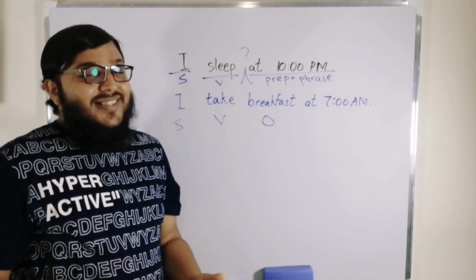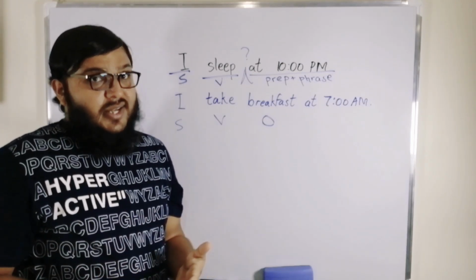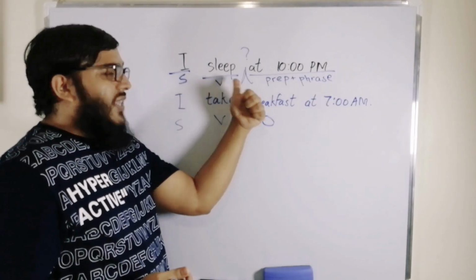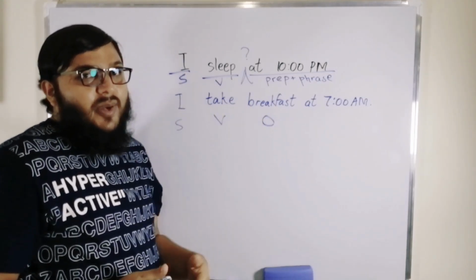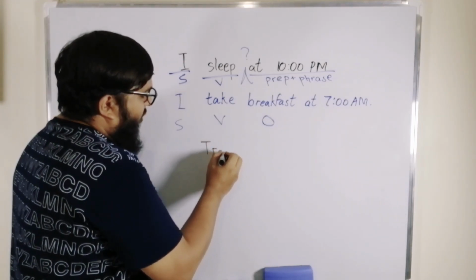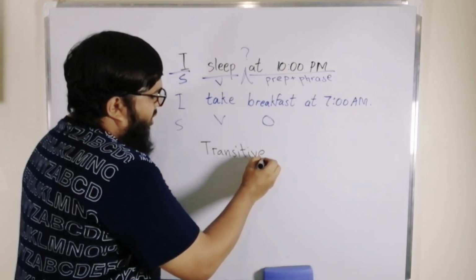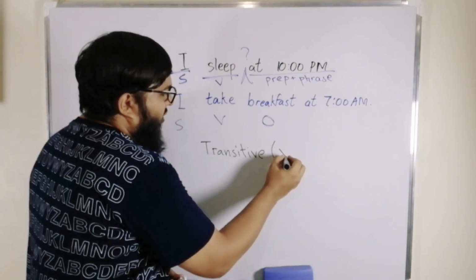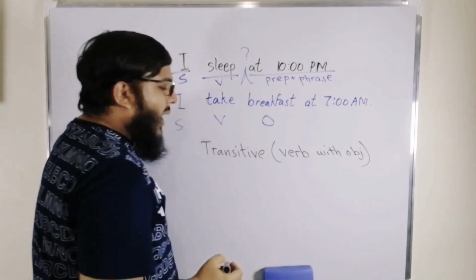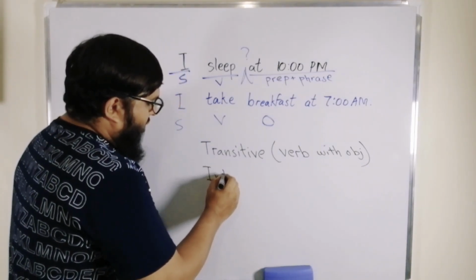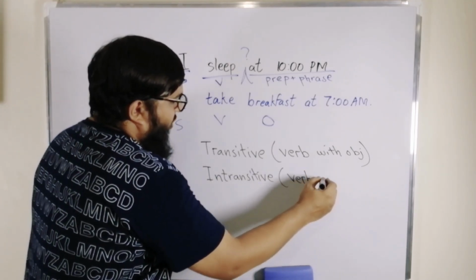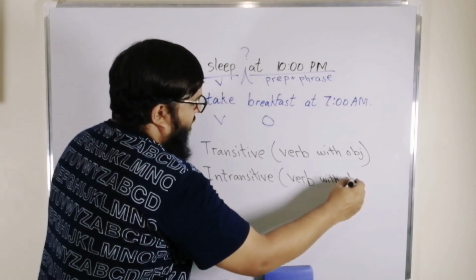What's the point? So the point is the verb has two different kinds. One of them is called a verb with object and a verb without object. A verb with object, in grammar terminology, we call it transitive. Transitive means verb with object. And intransitive means verb without object.